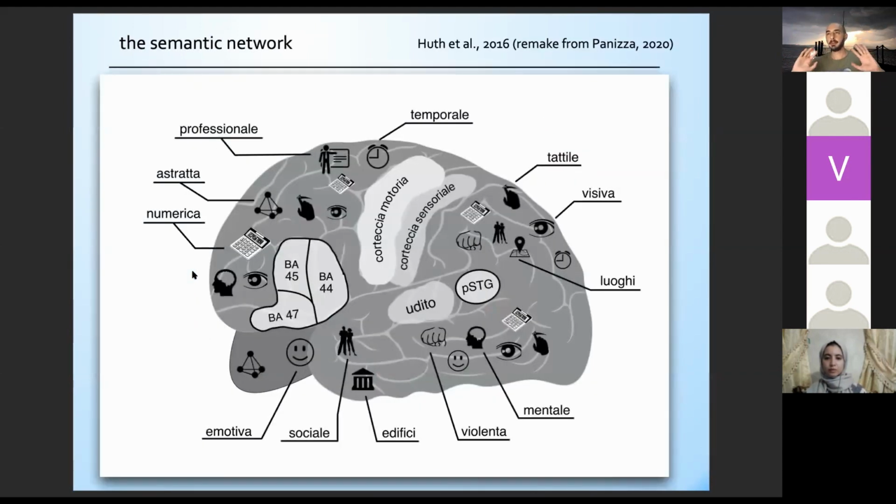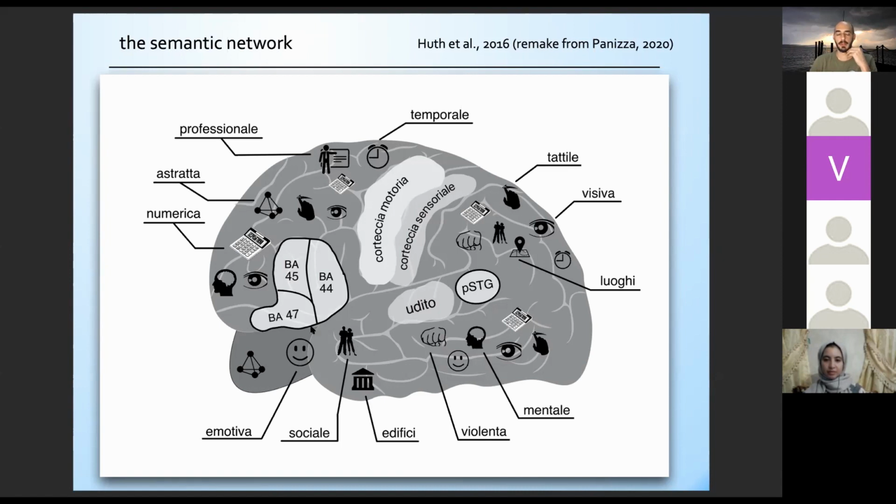Now, let's move to my nice representation of this. Sorry, it's a little bit Italian, so you will have to translate this into your favorite language, but these are kind of simple words to understand. So I use these ideograms or symbols. This would be your numerical lexical dimension, abstract dimension, professional, temporal as in time, tactile, visual, locational, mental, violent, buildings, social, and emotive, okay?